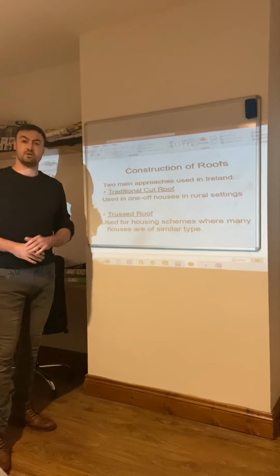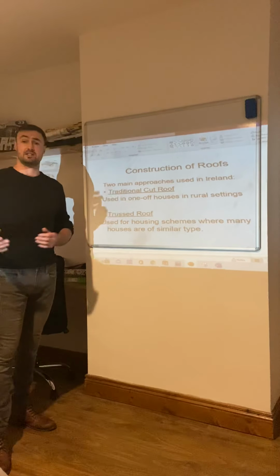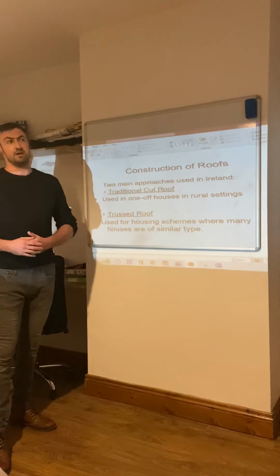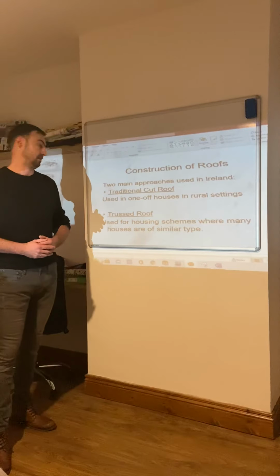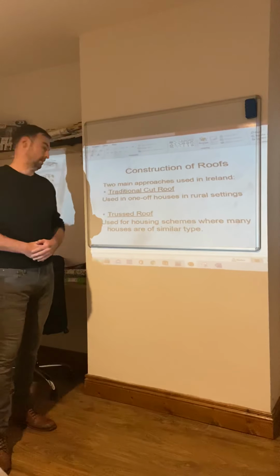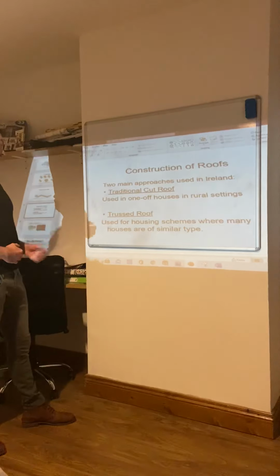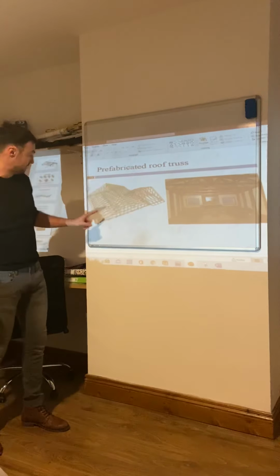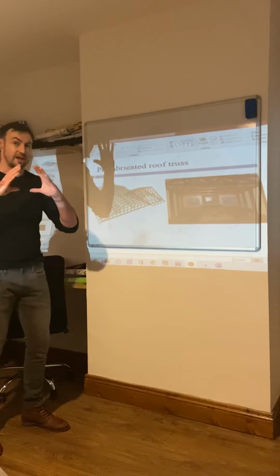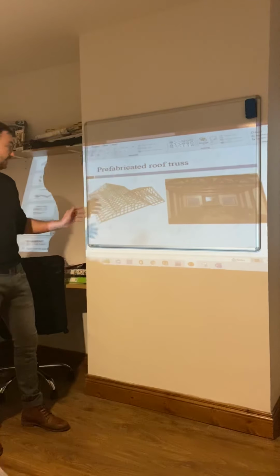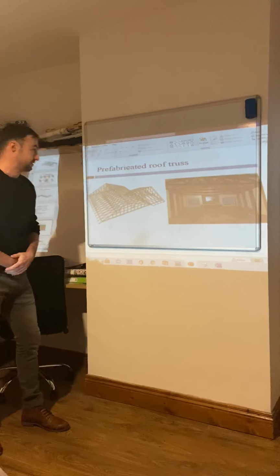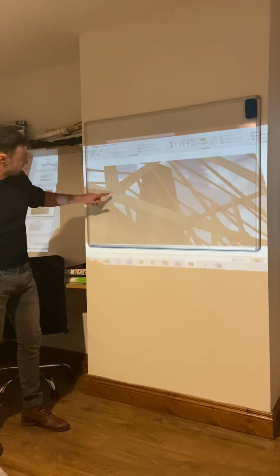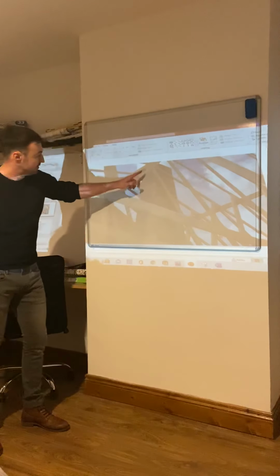They're normally used in housing estates because it's easier, more economical and more sustainable to use them. Whereas cut roofs would be more in a countryside setting, more of a one-off housing where the pitched roofs come into effect. Here we can see the diagram behind me, the prefabricated roof truss. As you can see, all the bracing, everything is triangulated. That's what we want to see. The strength is in a triangle. You can see the gang plates, the nail plates, and all the joints.